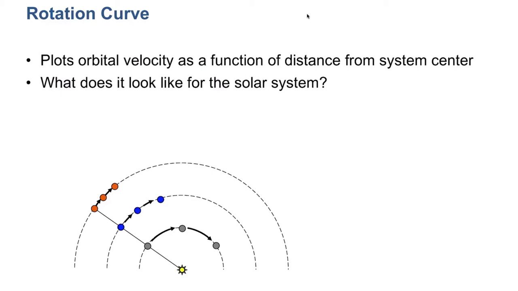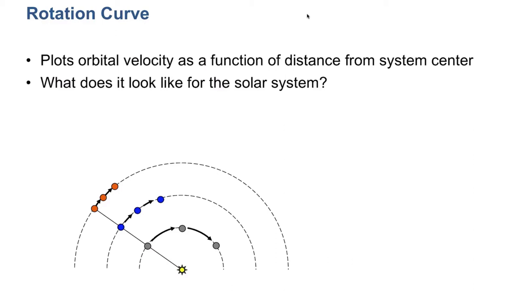And a rotation curve is a plot that plots how fast an object is orbiting another object as a function of how far it is away from the center of that object. So for the rotation curve of the galaxy, it's how fast objects are orbiting the galaxy as a function of how far they are out from the center of the galaxy itself.